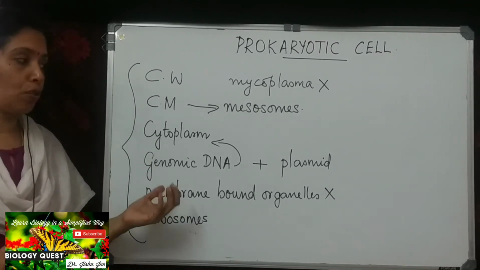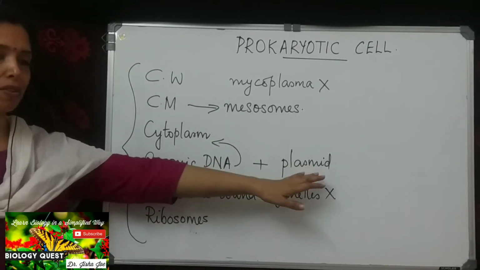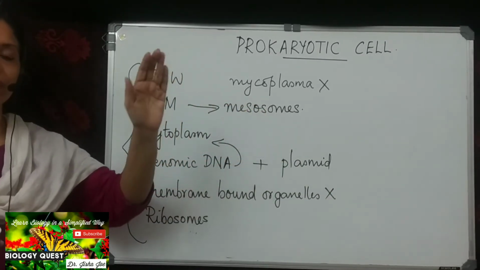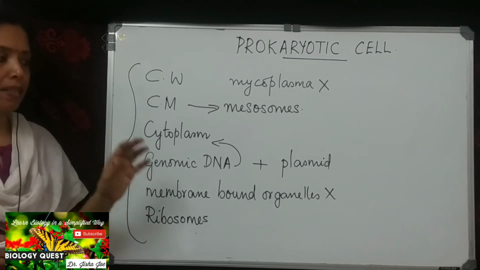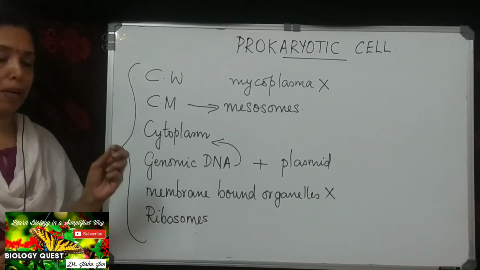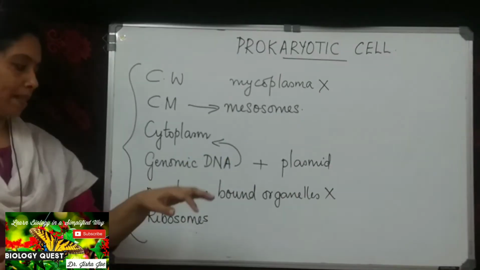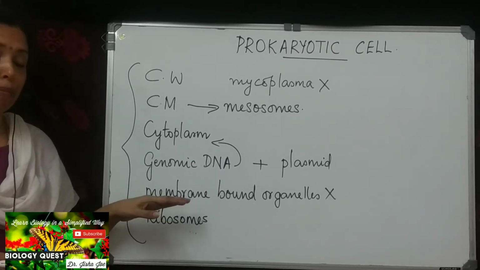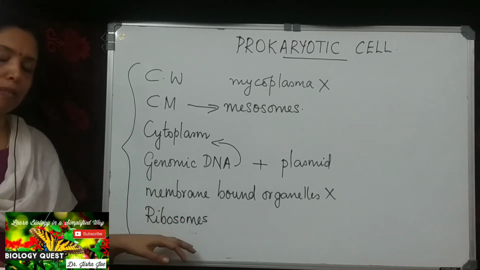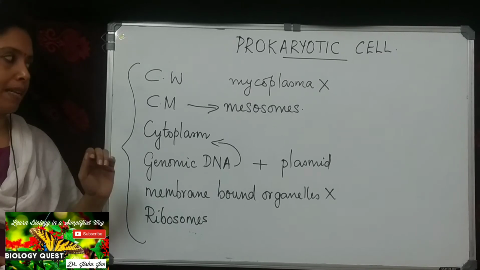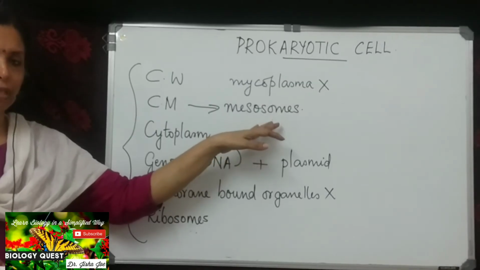In addition to this genomic DNA, there is another single circular DNA called the plasmid DNA, which gives special phenotypic features or characters to the bacterial cells. For example, antibiotic resistance is given to bacterial cells by plasmids present in them. Even though membrane-bound organelles are absent, ribosomes, which are non-membrane-bound organelles, are present in prokaryotic cells. And there are also infoldings of the cell membrane, which we call the mesosomes.